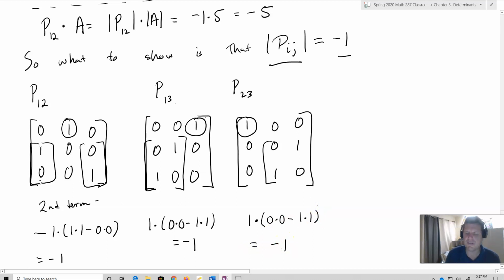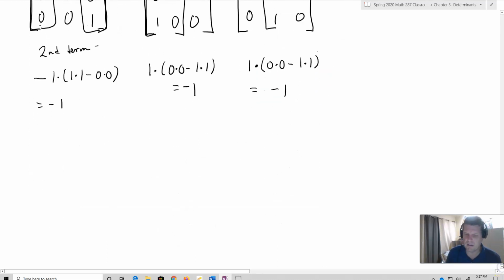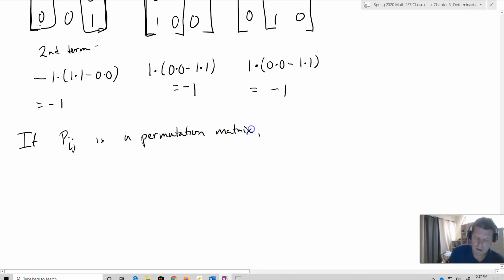So in each and every case for the permutation matrices, what we end up with is a negative 1 as the determinant. So that's actually the second key little point. If Pij is a permutation matrix, then the determinant of Pij is equal to negative 1. All right, good to know.